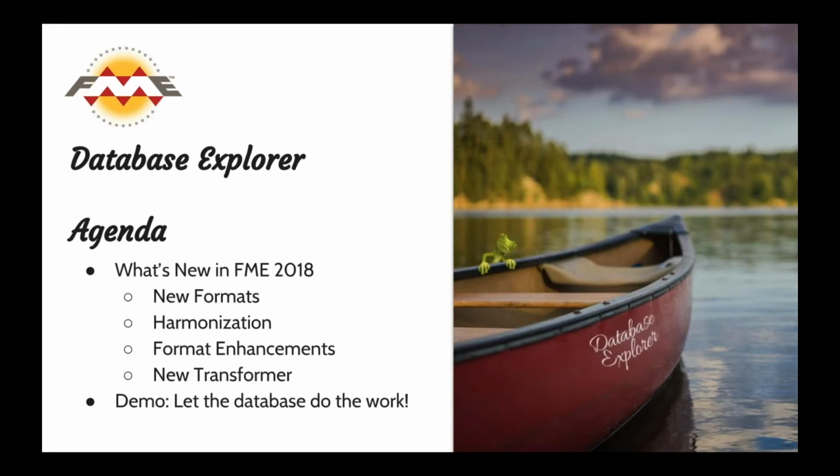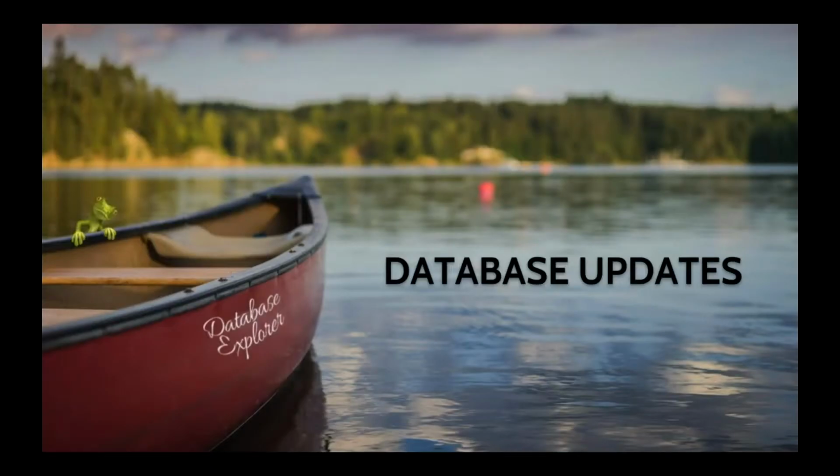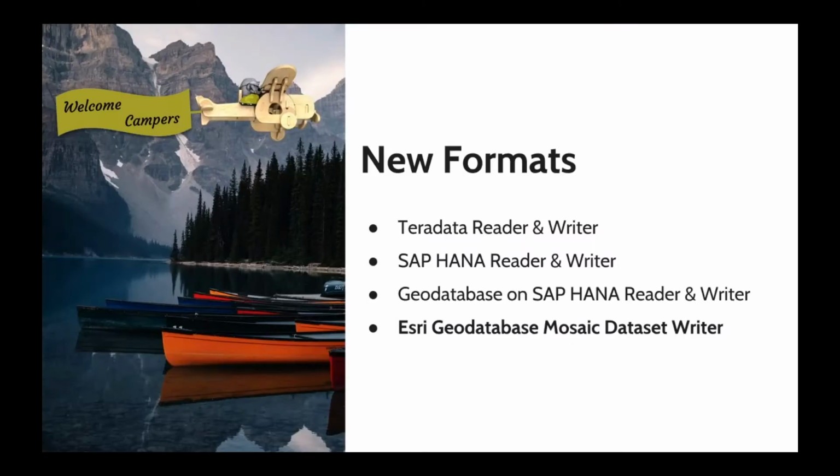All right, so let's start with what's new in FME 2018. We're just going to go over the database updates we have. First of all, some new formats. We have a new Teradata reader and writer. We have had Teradata before, but now we've completely revamped it. It is JDBC, and this is both spatial and non-spatial. As well, we've introduced SAP HANA as a reader and writer, both JDBC and spatial and non-spatial. And this allows you to read GeoDatabase on SAP HANA now.